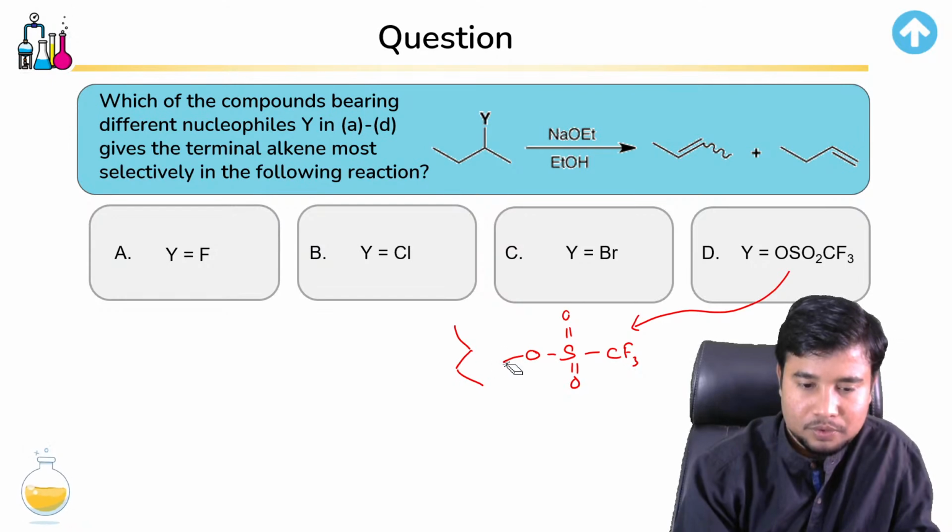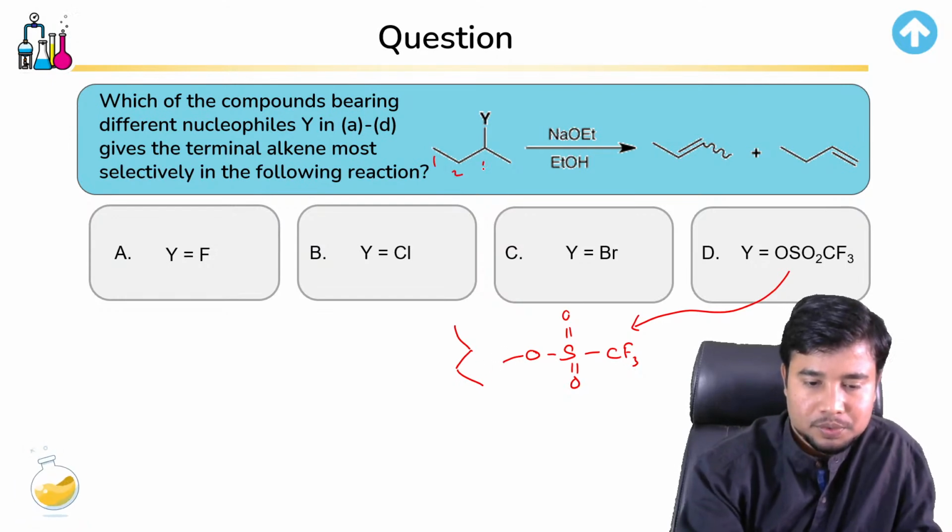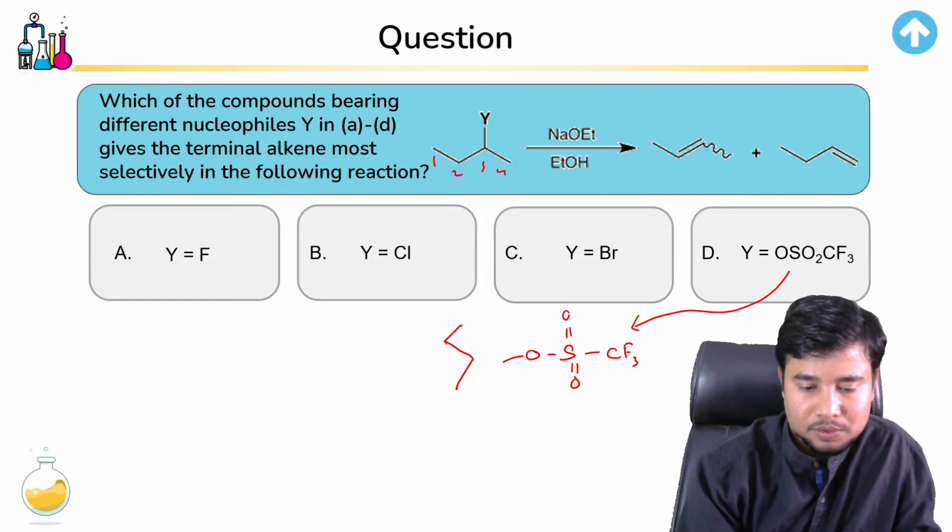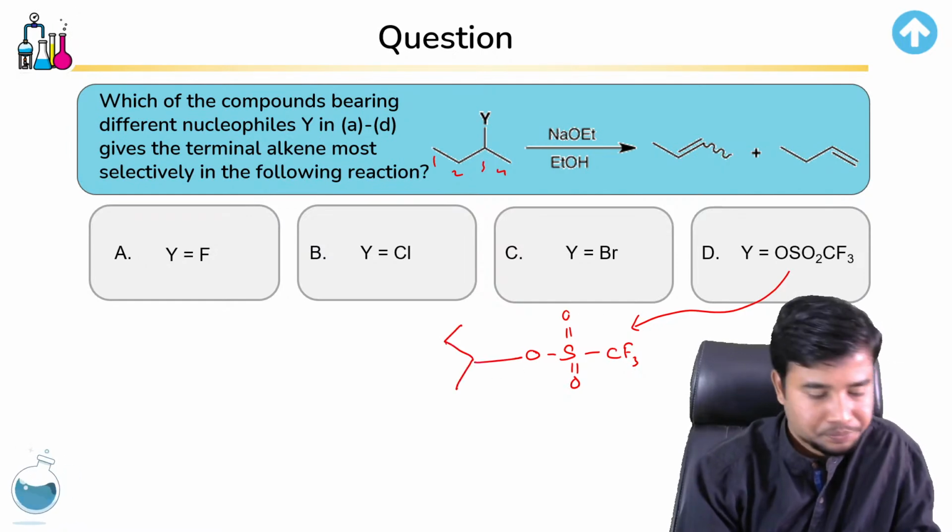1, 2, 3, 4. You have 4 carbons. 1, 2, 3, 4. Yeah, this is the molecule.